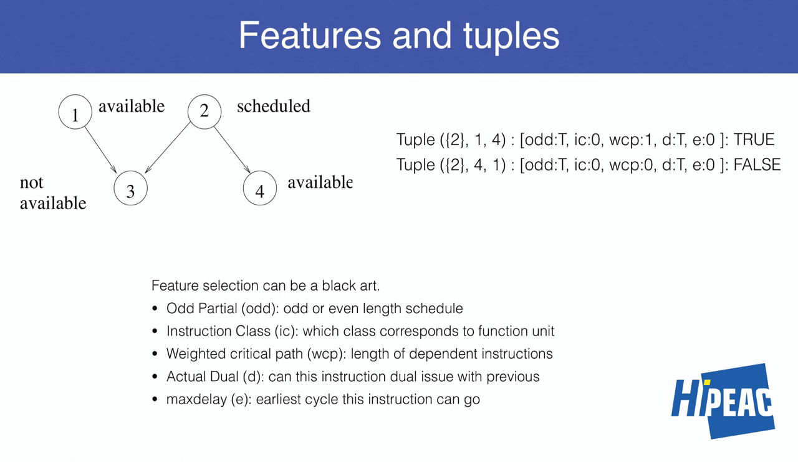Instruction four has no instructions depend on it. It's got a critical path of zero. That's the only difference between these two things. And then he'd go and execute them all, and he'd record what was good.